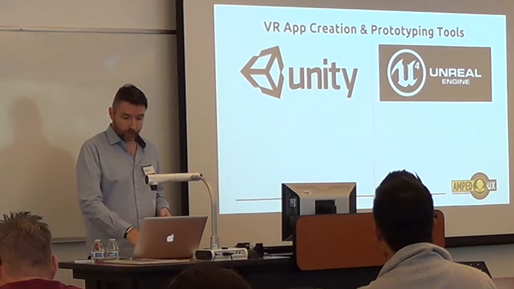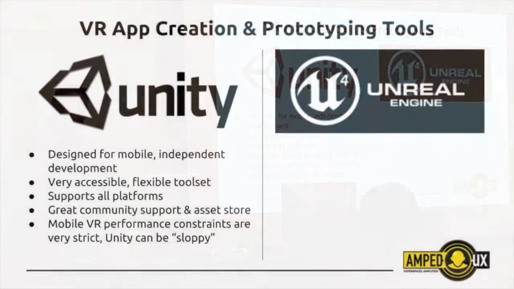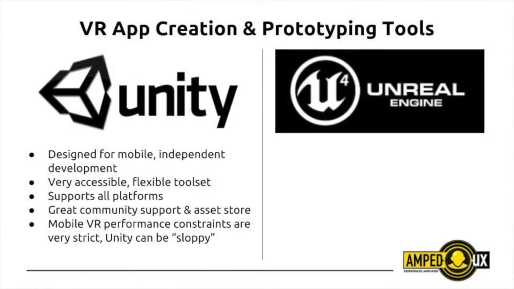So for Unity, we're going to go through a little bit of pros and cons of each. Unity was geared for mobile independent development, and has a very accessible, flexible tool set. There's a great community out there for Unity. I'm using Unity every day, and if you've got a question, you just say, how do I do this? And you're bound to find answers out there. Very broad platform support. They've got an asset store. If you're trying to figure out how to do something, chances are somebody else has already done it, and you pay a small amount of money to go download it and install a package.